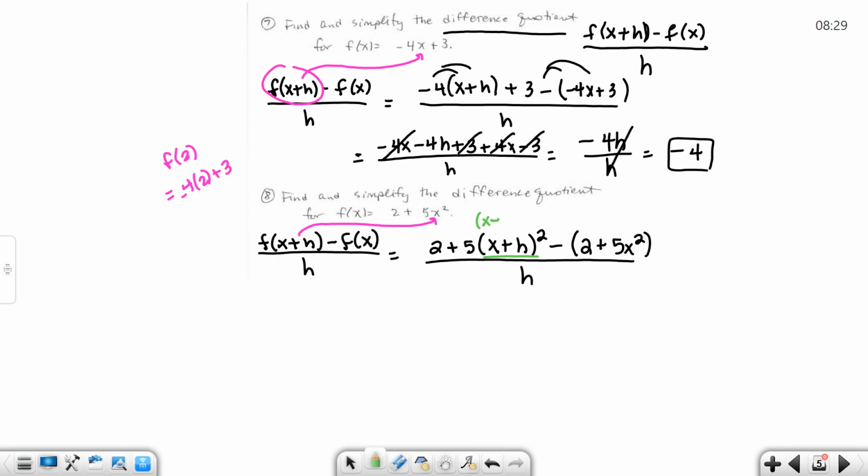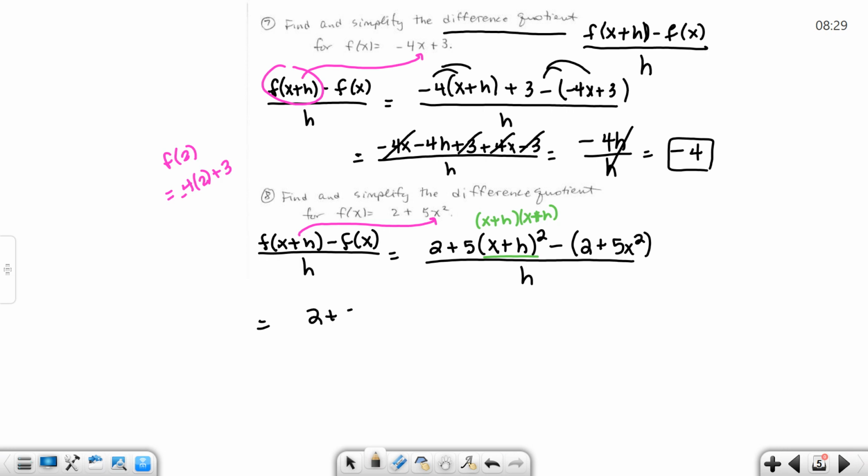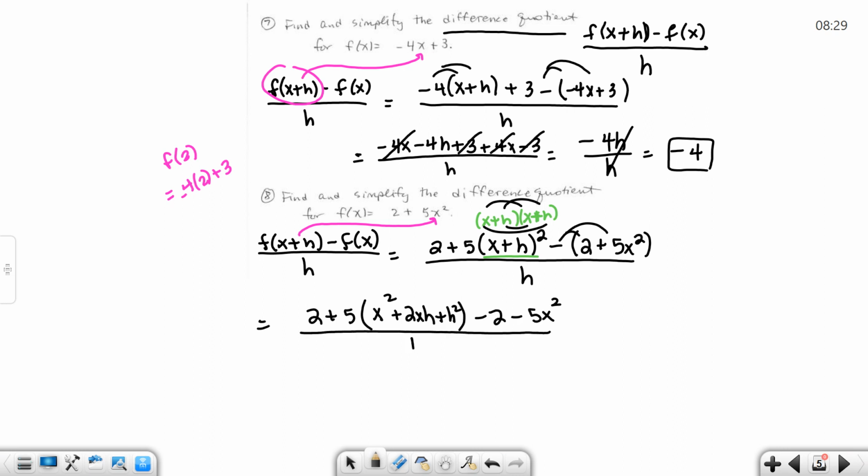This part. Well, squaring something says multiply by itself. So if you need to write it down and look at it, do it. So in the top, we get 2 plus 5 times. Using FOIL, we get x squared plus xh plus xh, so plus 2xh, plus h squared. Now let's distribute this negative. So we get minus 2 minus 5x squared all over h.